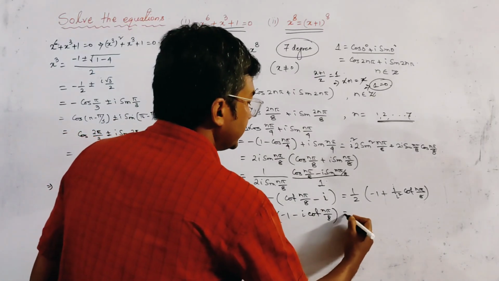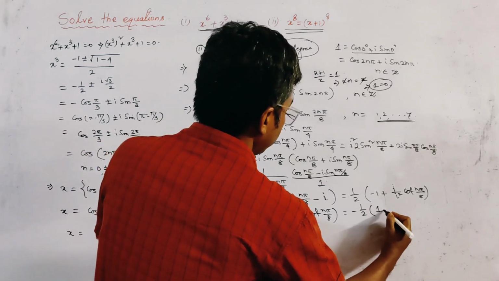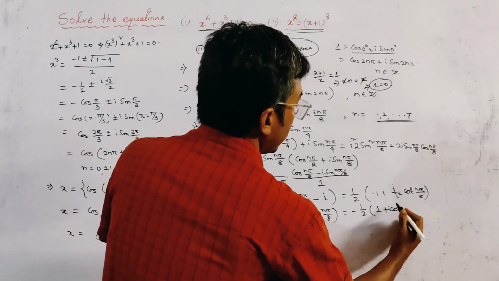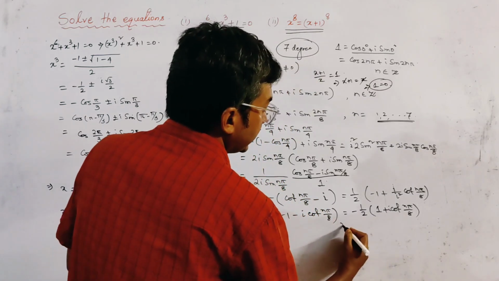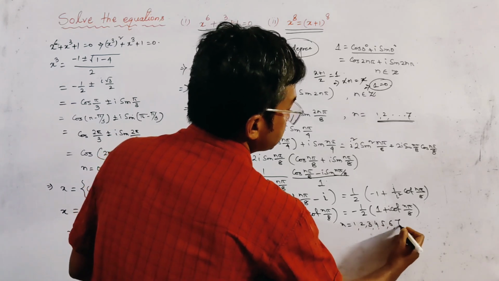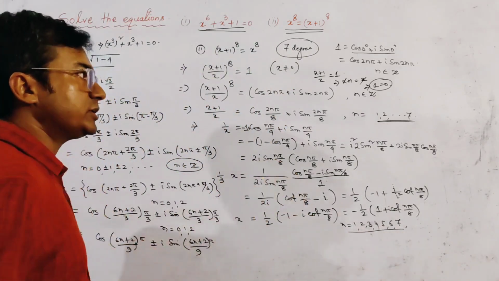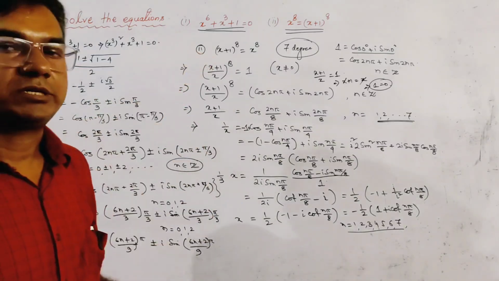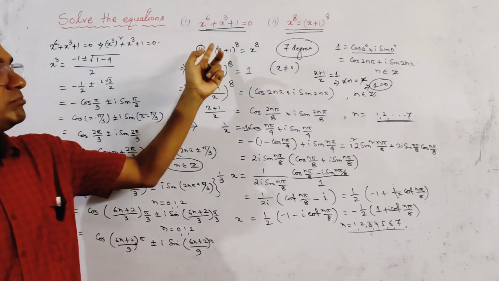Clear? And taking common minus, we get x = -1/2 (1 + i cot nπ/8), where n = 1, 2, 3, 4, 5, 6, 7. Okay, only 7 values of n here, and this is the complete solution of the second equation. Very, very important equation of complex numbers.